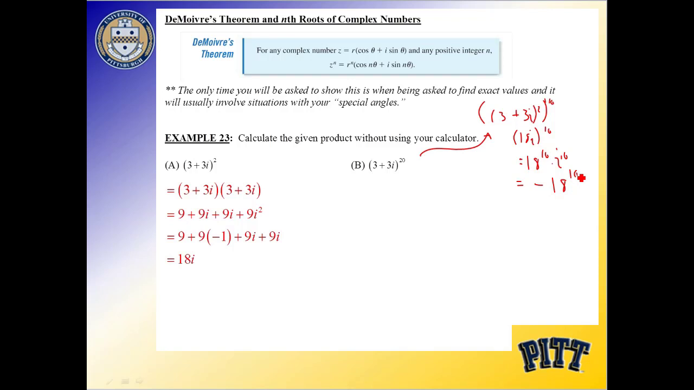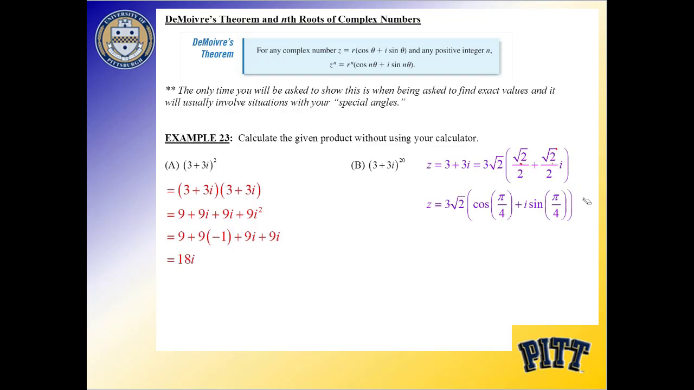Or what I could do is make it a point to put this into polar form first. So 3 plus 3i. I could take 3 plus 3i and turn it into polar form. If I put it into polar form, showing the steps I'm showing here, I would end up with 3 times the square root of 2 times the cosine of pi over 4 plus i times the sine of pi over 4. Now I can apply this theorem, which means I'm just going to take 3 times the square root of 2, raise it to the 20th power, and take the original angle, pi over 4, and multiply that by 20.